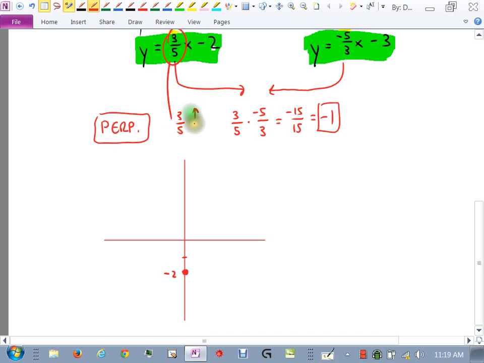That means up 3 to the right 5. So I'm going to move up, let's say here, 1, 2, 3, to the right 5, 1, 2, 3, 4, 5. So over 5, put a dot there. And then I connect those with a straight line.